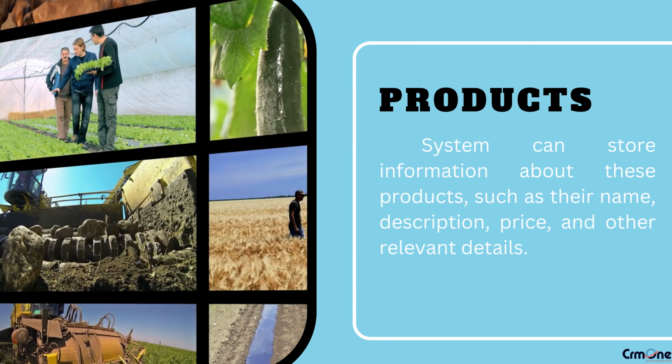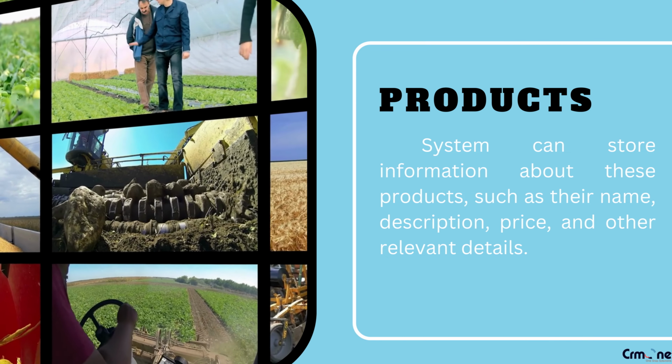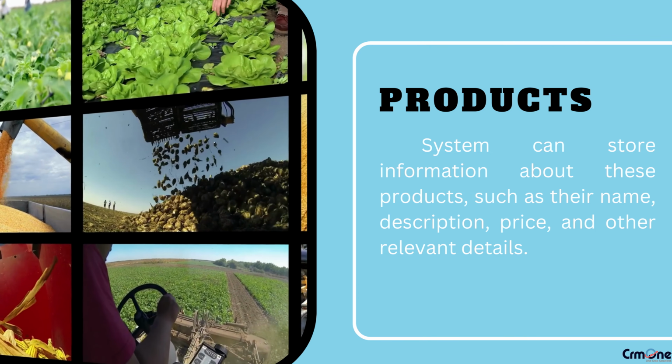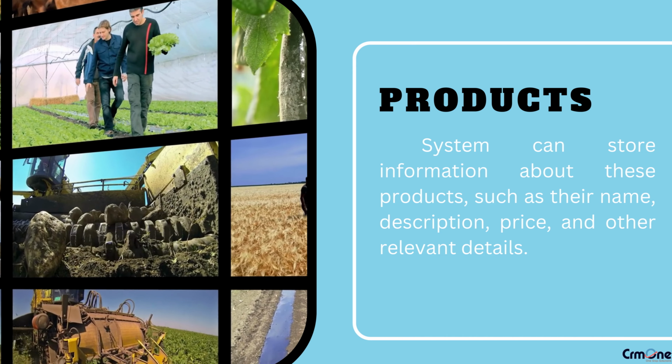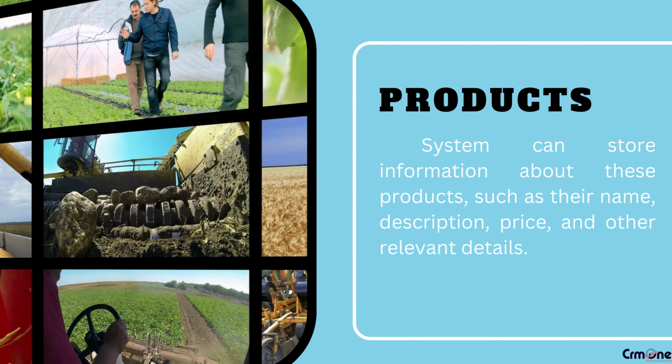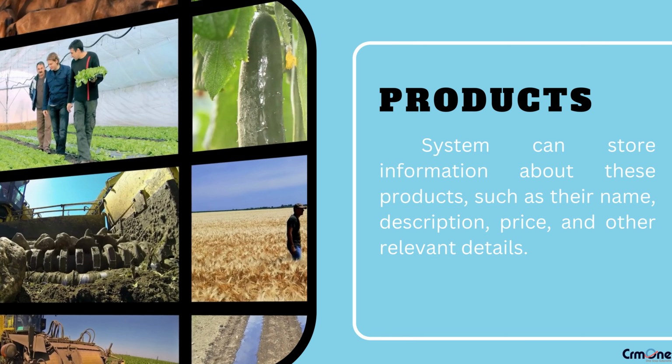Moving on, let's hop onto the products. System can store information about these products such as their name, description, price, and other relevant details. Now with CRM1, you will also have the opportunity to add here your products, may it be service or goods.